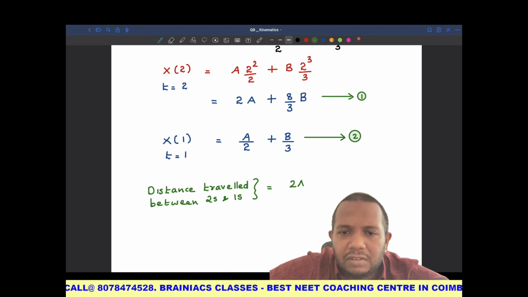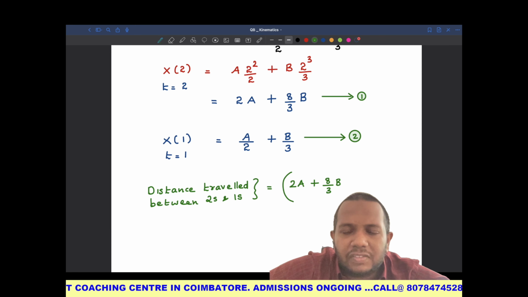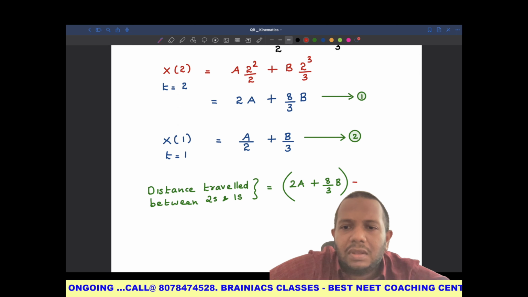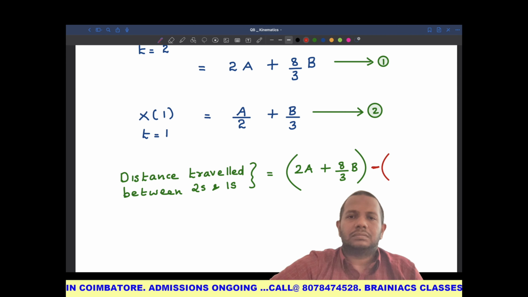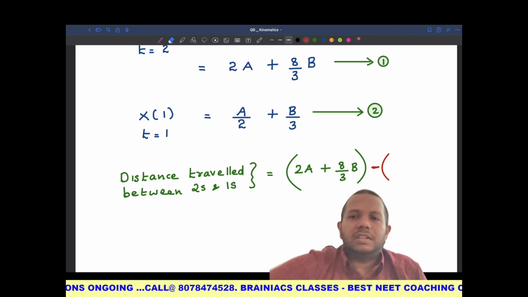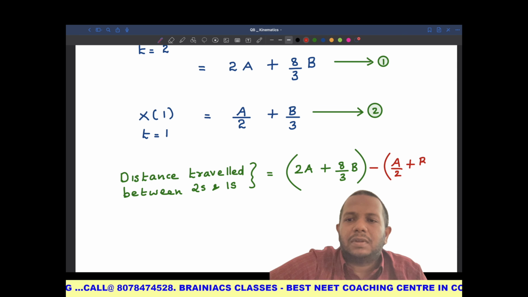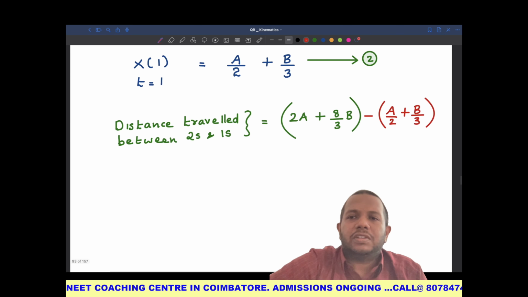So let me do the subtraction. So 2a plus 8 by 3b, this you are subtracting it from the distance traveled in 1 second. Okay, so let me make it clear. This is subtraction. Okay, I hope you could see the subtraction what I have mentioned here. You need to subtract it. So this is subtracted from the distance traveled in 1 second, that is a by 2 plus b by 3. Okay, so is this clear for everyone until now? So when you do the subtraction, what you will get, sir?